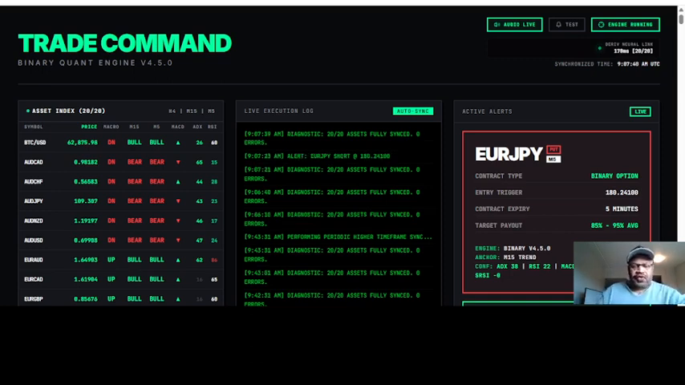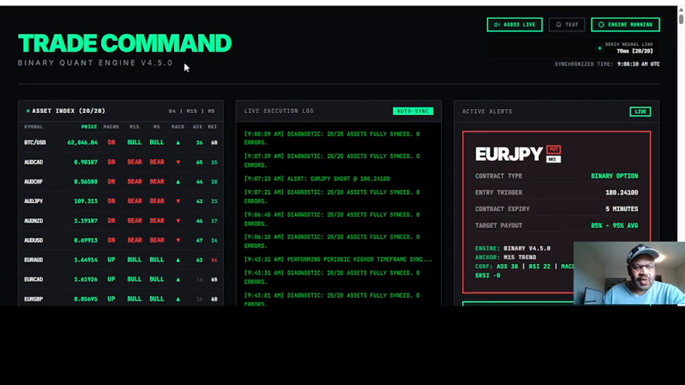So today I'm going to be trading Forex currency pairs utilizing my binary quant trading engine. The binary quant trading engine is a trading recommendation bot that recommends 5 and 15-minute trades for me on the various currency assets here. So what you're looking at currently is the user interface, the dashboard of the quant engine, my binary quant engine I've coded, programmed, developed, and tested and refined.